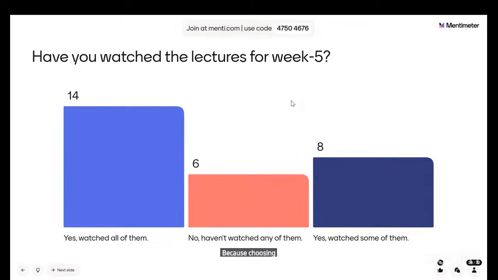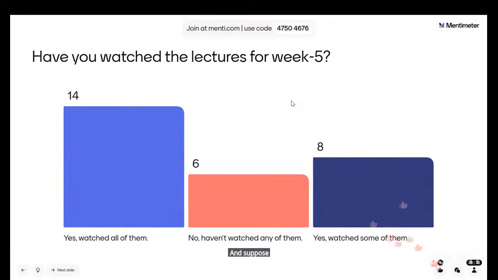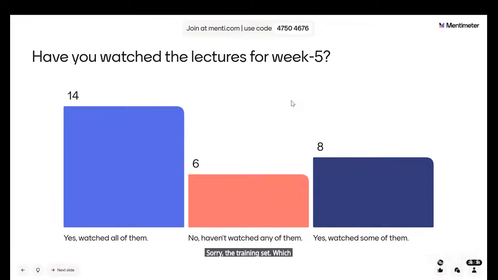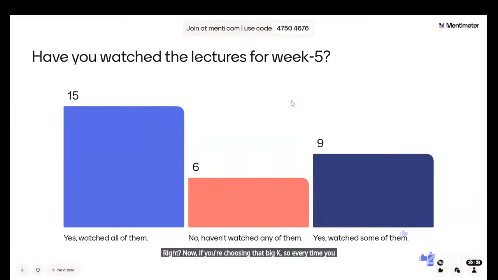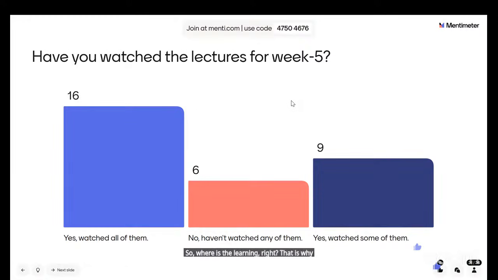Because choosing a higher K means that you are taking a lot of points into consideration. And suppose your K is equal to the number of data points in the set. Then each time you're going to assign the majority label to the test point. So is that overfitting, or underfitting? Ma'am, I think if the K is larger, then it will be underfitting behavior. Yes. Because as I just said, if you're taking K to be equal to the size of your training set, which is the maximum possible K, then every time you're going to assign the very same label to each test point. So where is the learning, right? That is why we say that the model is underfitting in this case.